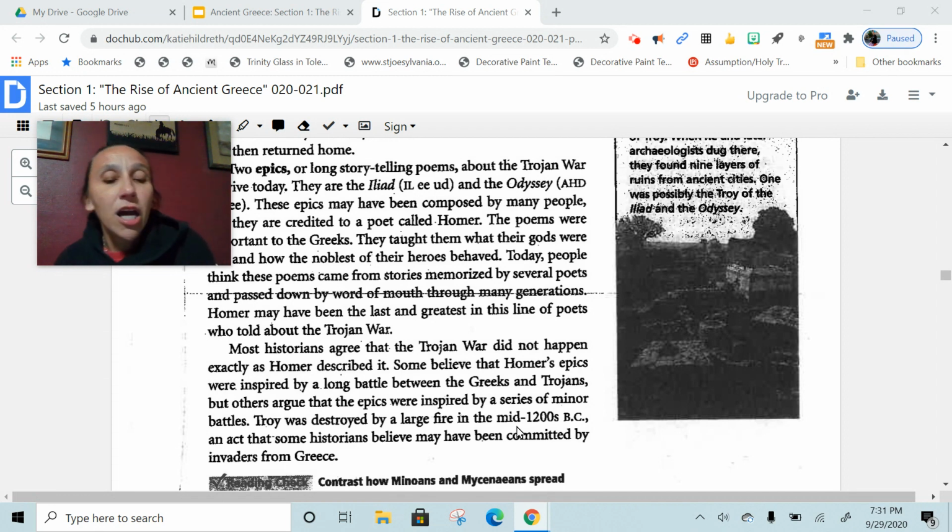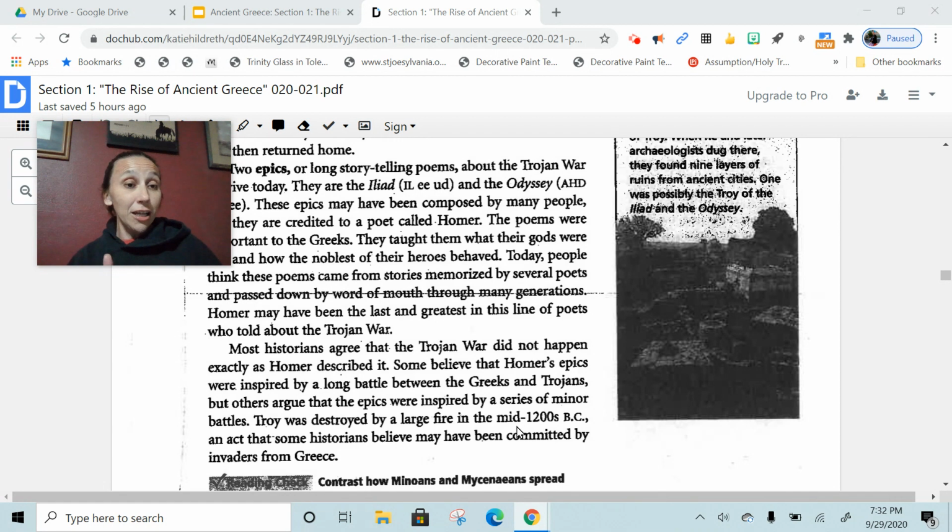Same with Homer. Some believe that Homer's epics were inspired by a long battle between the Greeks and the Trojans, but others argue that the epics were inspired by a series of minor battles. Troy was destroyed by a large fire in the mid 1200s BC, an act that some historians believe may have been committed by the invaders from Greece. So that gives you a little insight on the Trojan War. We're going to find out a little bit more about it.